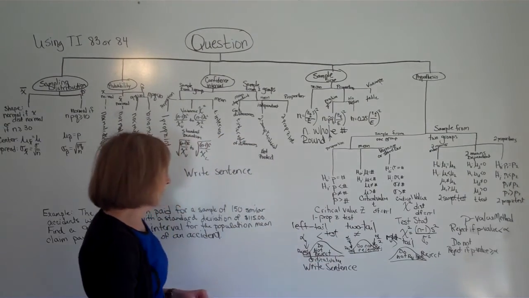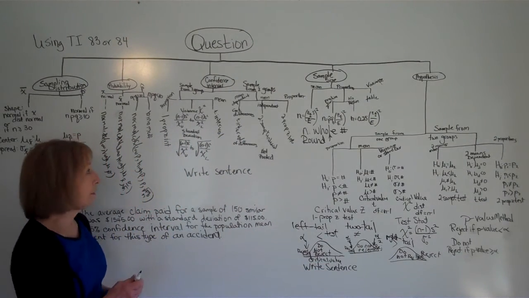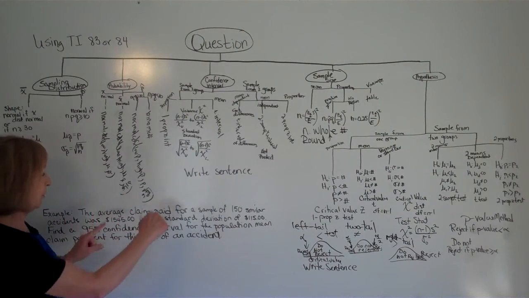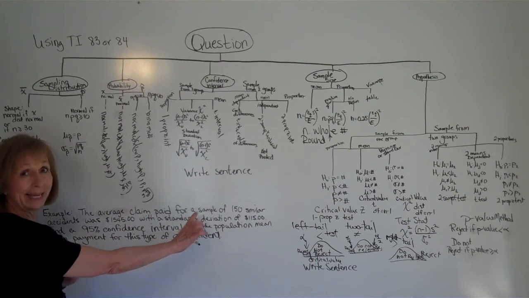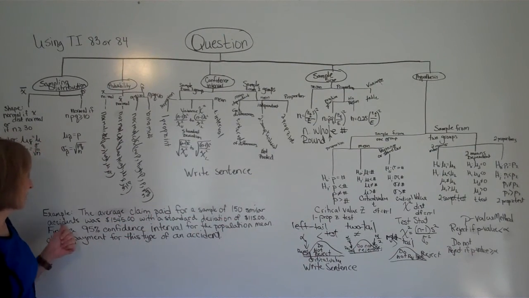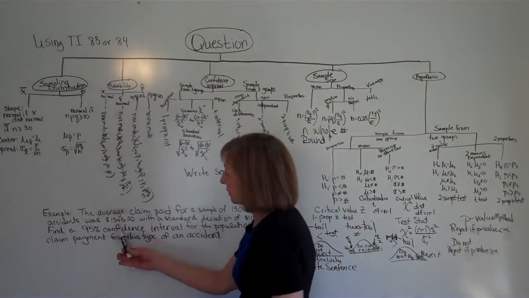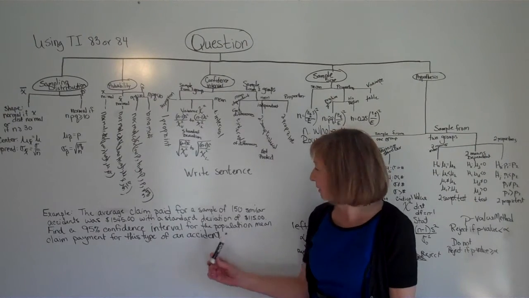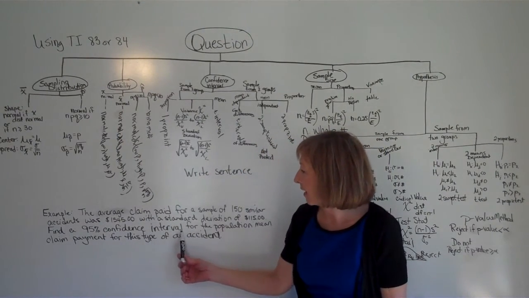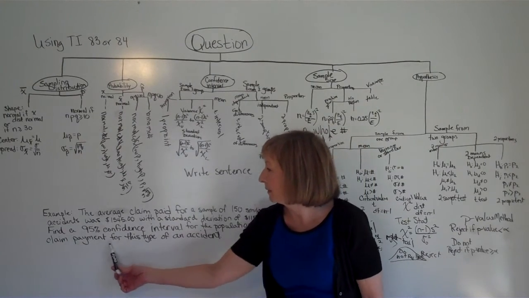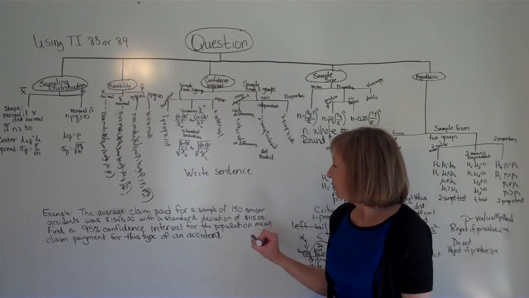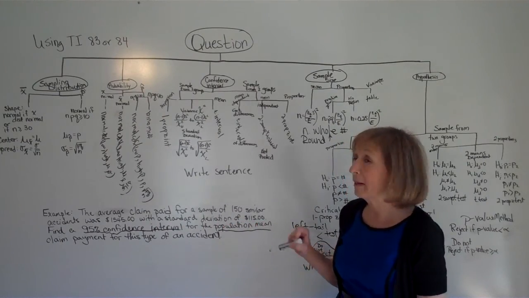Now, we're going to do one example, because with all of the other stuff going through, it takes quite a while to get through the information. But we're going to do one example and just see how to use this chart. So this says the average claim paid for a sample of 150 similar accidents was $1,545 with a standard deviation of $115. Find a 95% confidence interval for the population mean claimant payment for this type of accident. So you want a 95% confidence interval for the population mean.